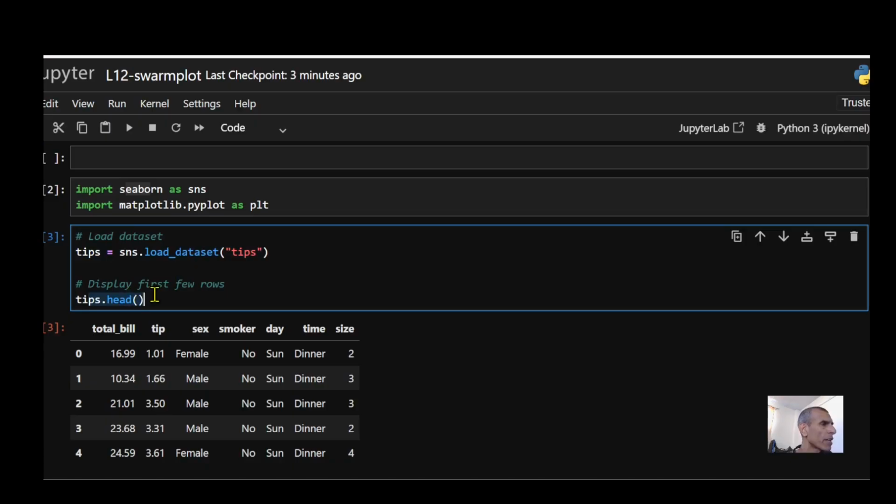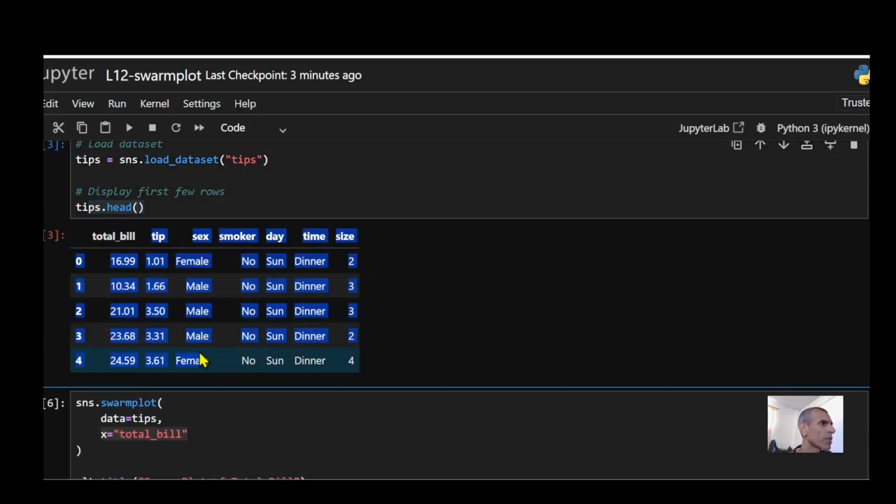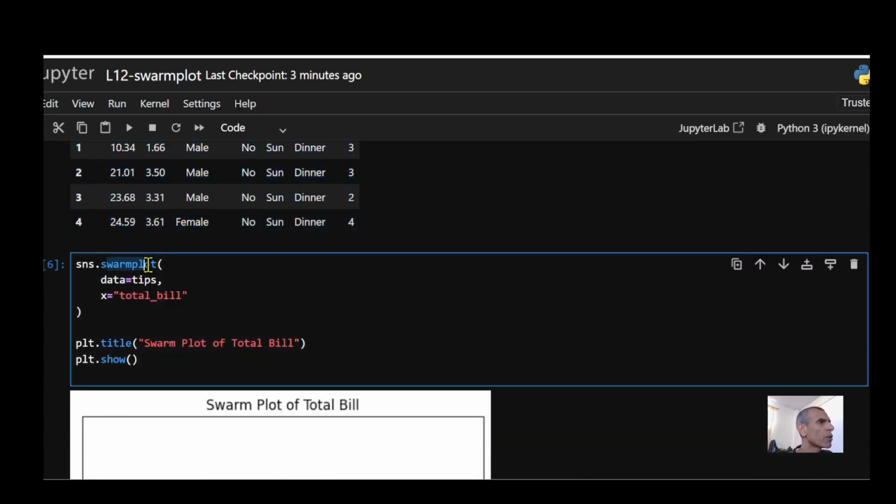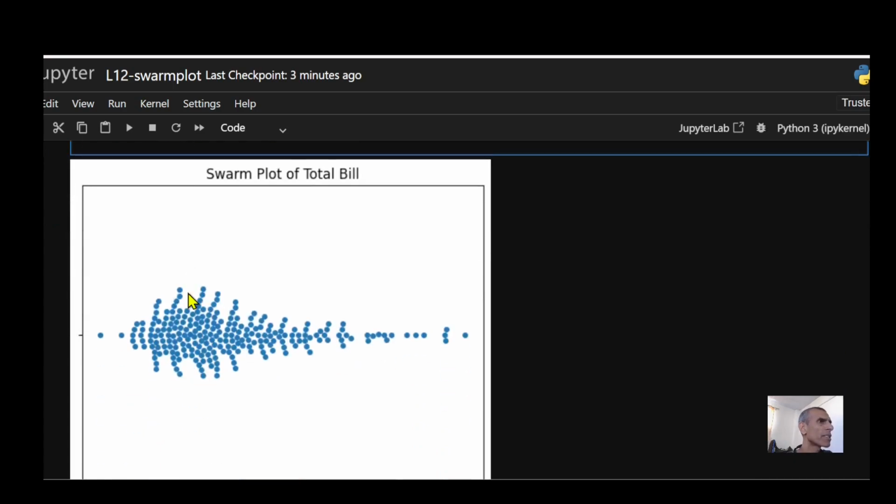I'm printing out a few records right here. So this is a few records of my tips data set. So let's do the swarm plot. All you have to do is just call swarm plot, specify your tips data set and specify your column. That's all you have to do. And in this case, this is how it looks.